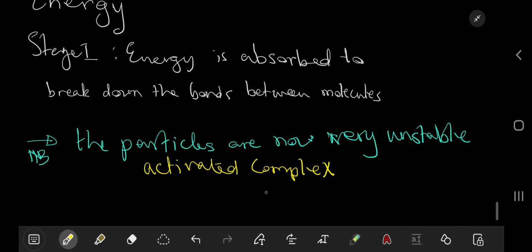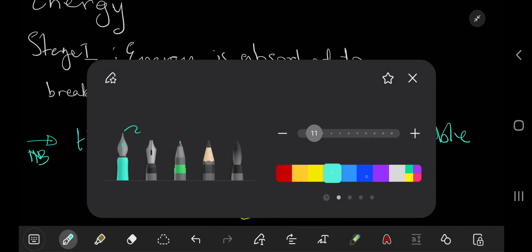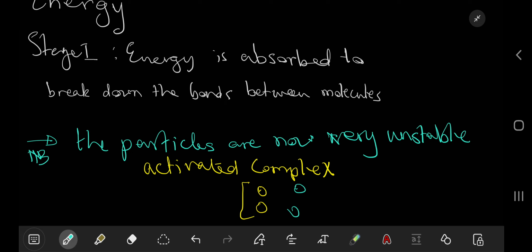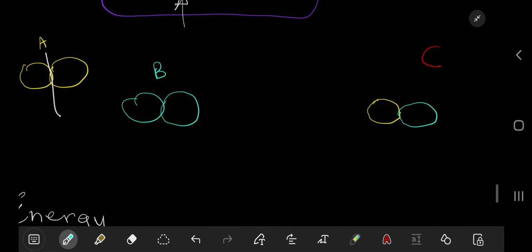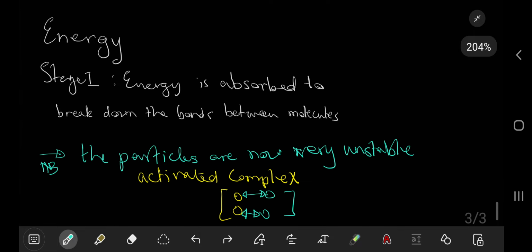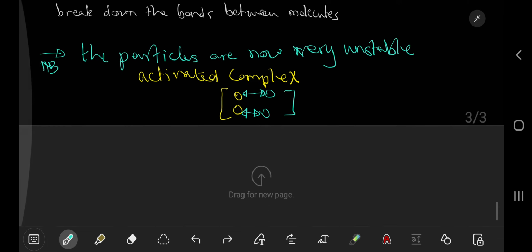So at the activated complex, we can say that the particles of A are separated, and also the particles of B are separated, right? So if they are separated, this particle of A can combine with this particle of B so that you can get your product C, which is that product over there. So they have to be separated first, and that stage whereby they are separated is the activated complex. So that is stage 1, right?